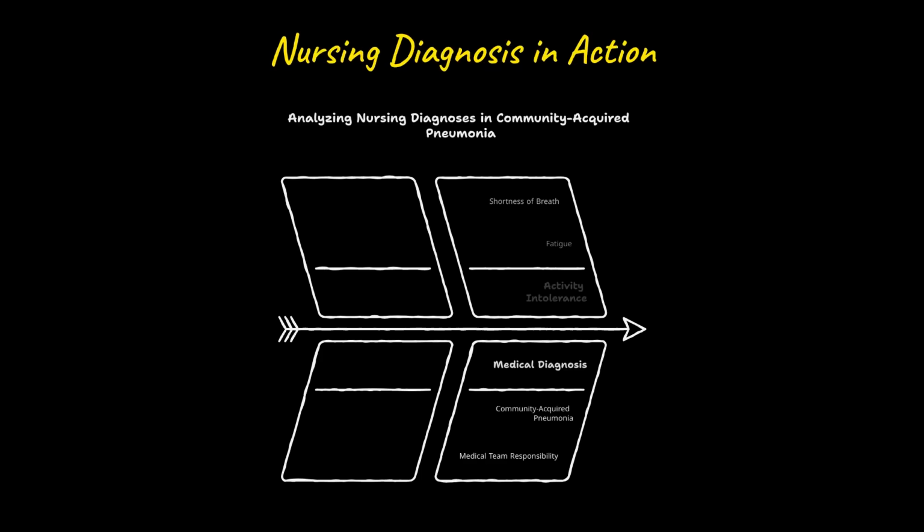Consider a patient admitted with community-acquired pneumonia. The medical team treats the pneumonia itself, but the nurse plans care around the patient's responses: impaired gas exchange, ineffective airway clearance, and activity intolerance. Each nursing diagnosis drives independent nursing actions the nurse can perform without a physician order.